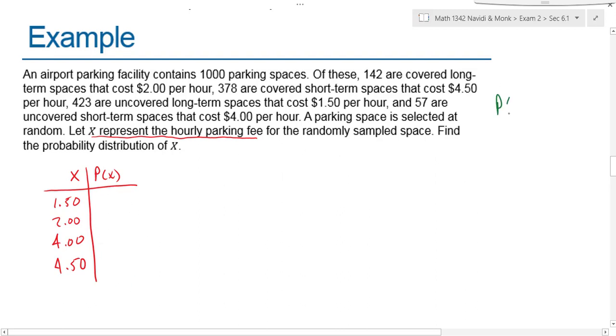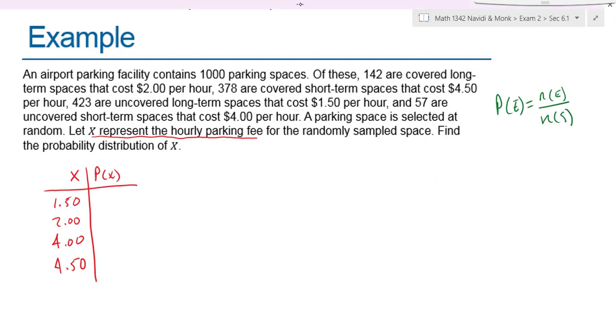Remember, we said that the probability of an event is equal to the number of elements in that event divided by the number of elements in the sample space. This is our basic definition of probabilities. This is why we do chapter 4 before we do this. What is our sample space for this problem?